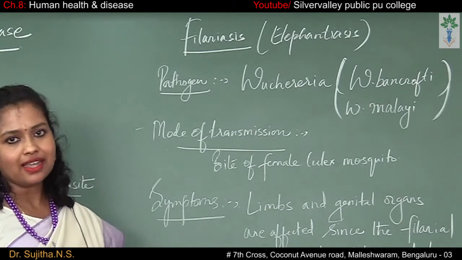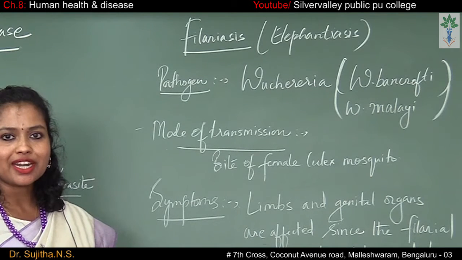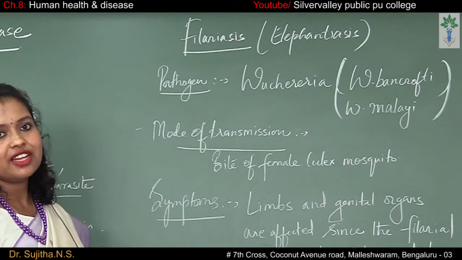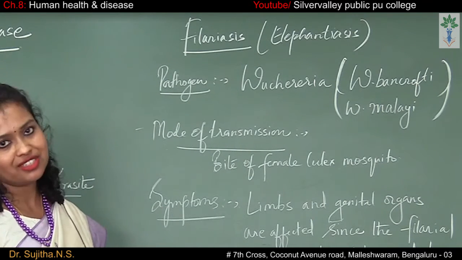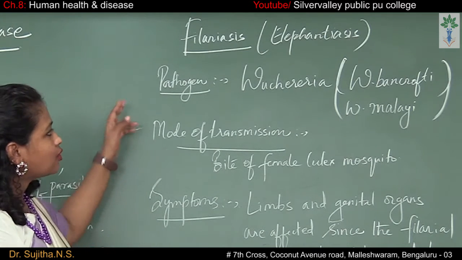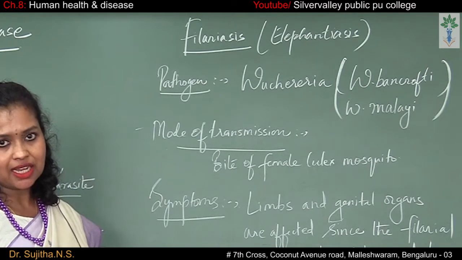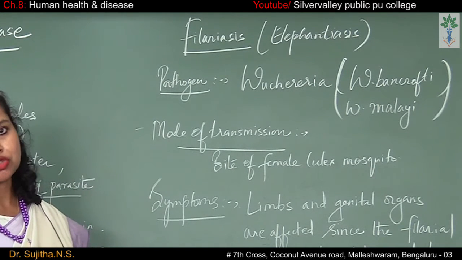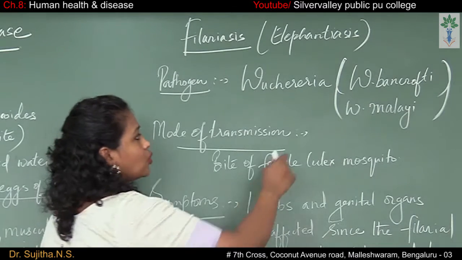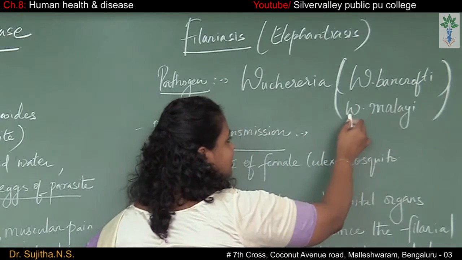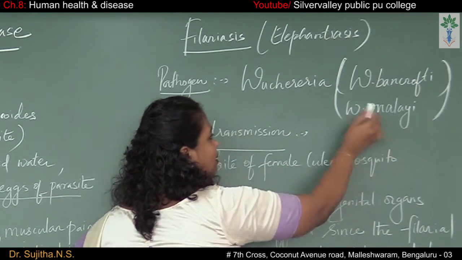The second helminthic disease we are going to study is Filariasis. Filariasis, the other name is elephantiasis. The pathogen here is Wuchereria. There are different species of Wuchereria. The first one is Wuchereria bancrofti, and the second one is Wuchereria malayi.